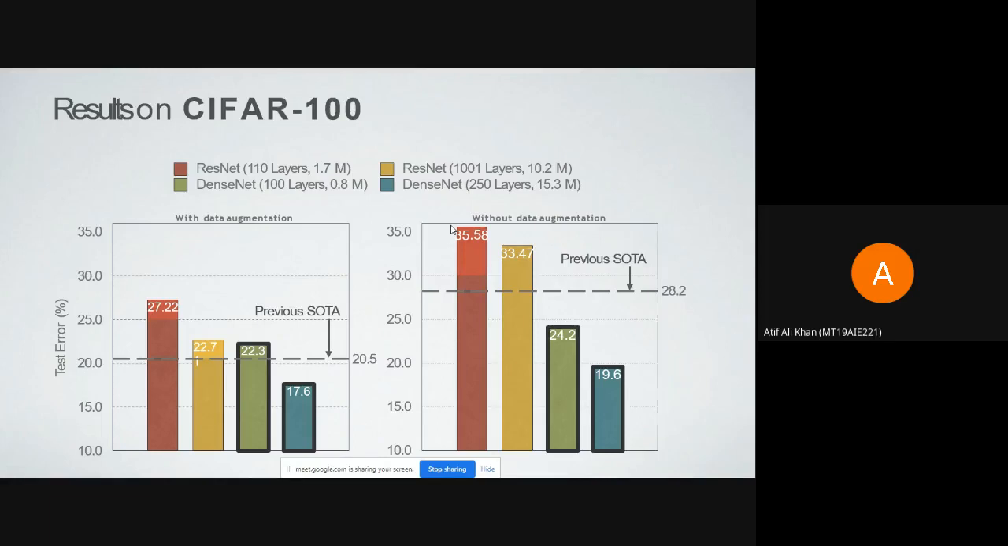On the other hand, if we see the lowest, that is the DenseNet of 250 layers, 17.6% is the error with data augmentation, and 19.6% is the error without data augmentation. The difference over here is 2, but relatively there is some difference, right? So data augmentation should be there. Abhishek, can we have the next slide, please?